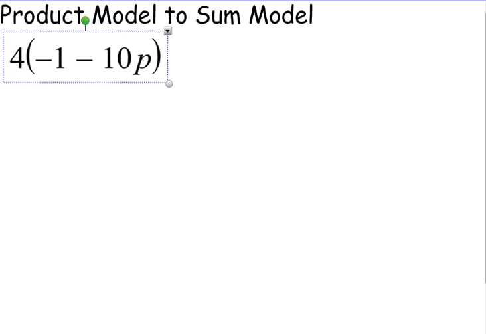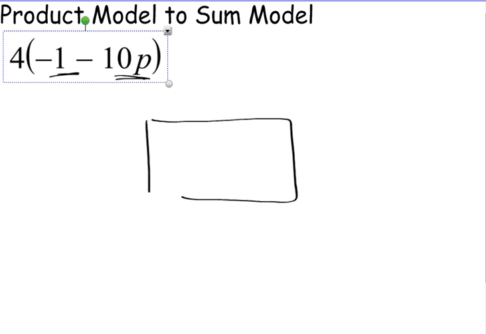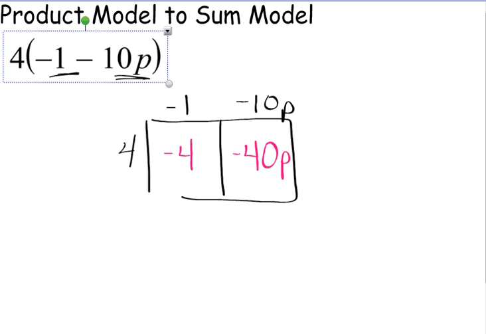Okay, now, let's do the product model here. Looks a little bit scarier. Same idea. We have 2 terms in the box. So this is negative 1, negative 10p, and I have a 4 on the outside. So I'm going to write my areas of my pieces. This is negative 4, and this is negative 40p. So my sum model is negative 4 minus 40p.